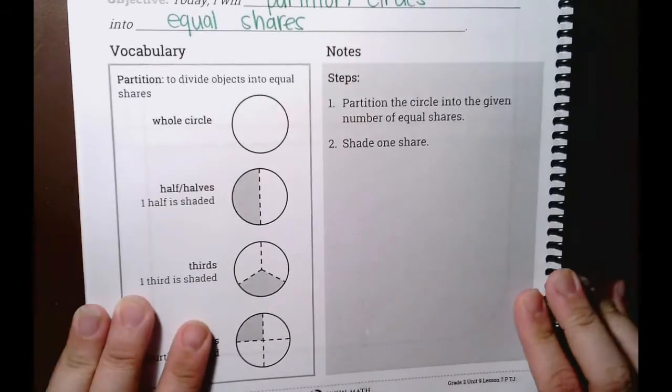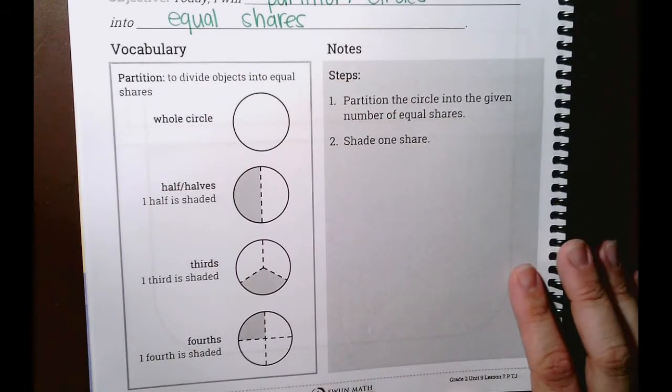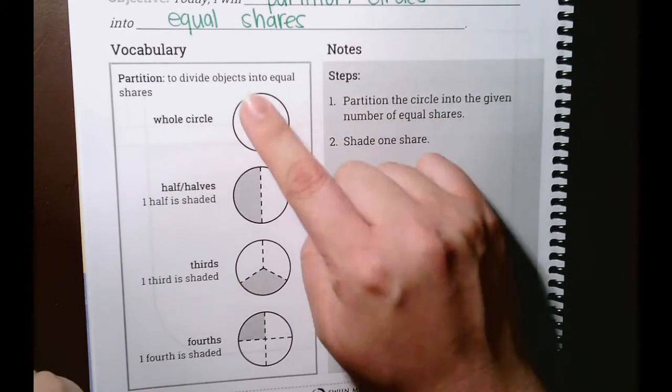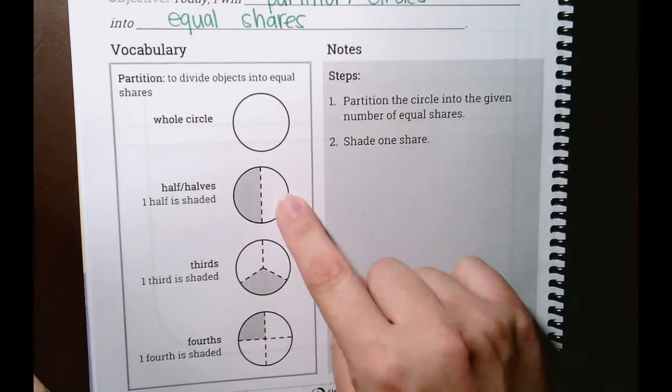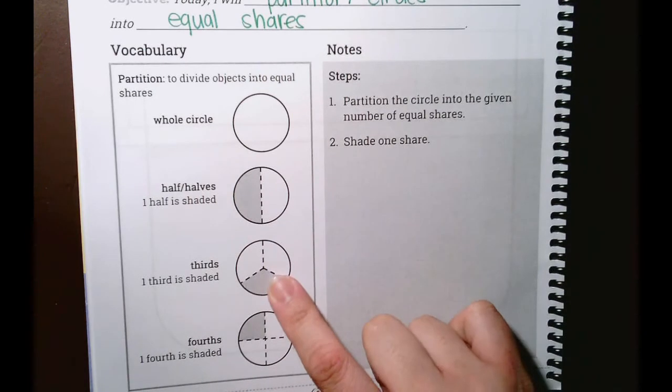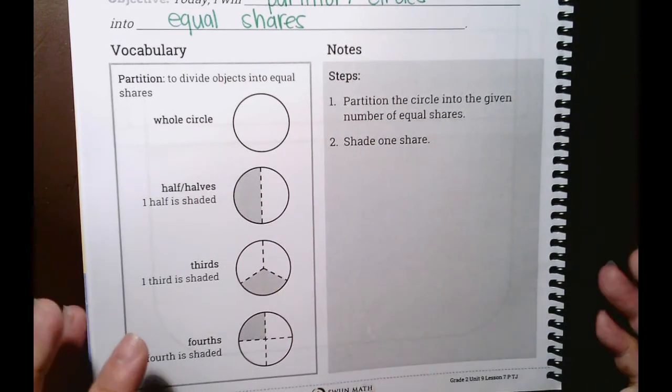So how you say it is depending on how many pieces there are. So if there's no pieces, it's called a whole. If there are two pieces, it's a half. If there are three pieces, it's a third. If there are thirds, and four pieces are fourths.